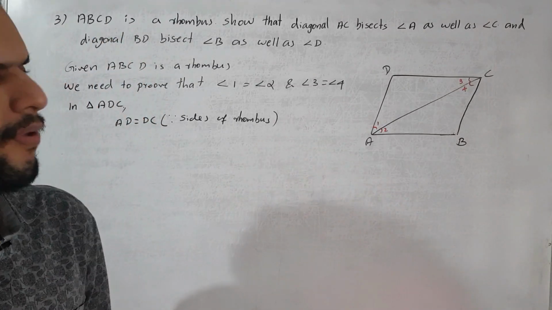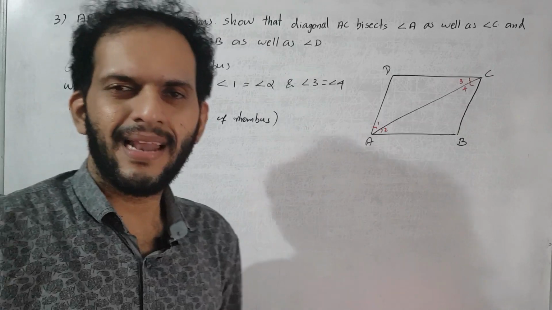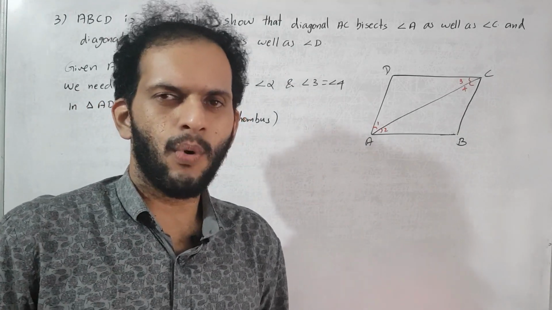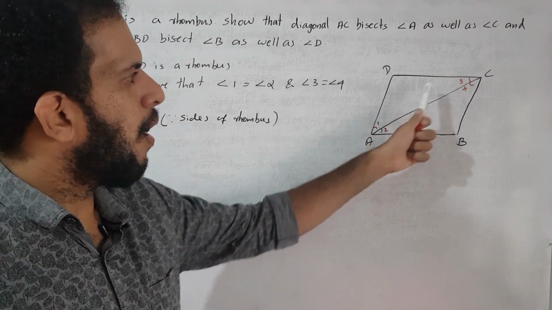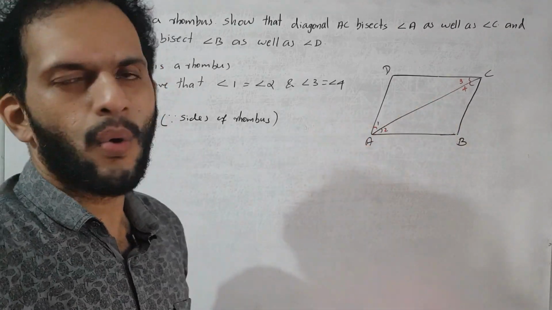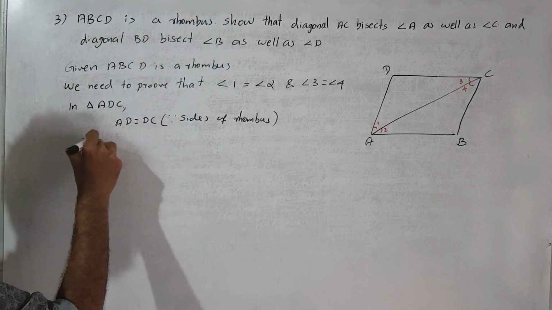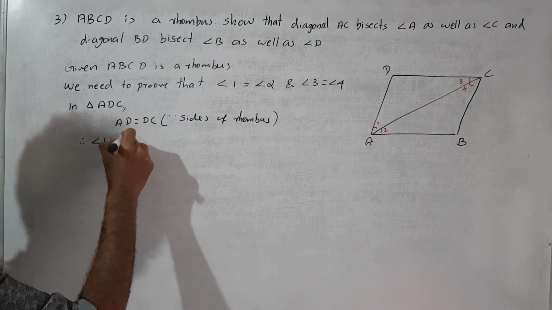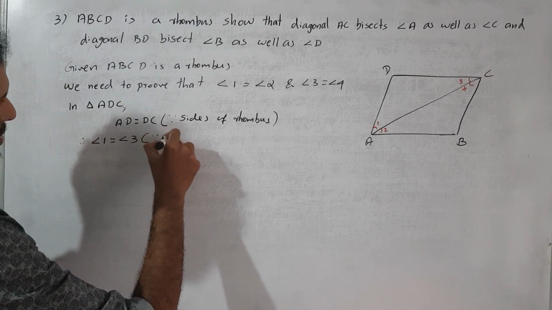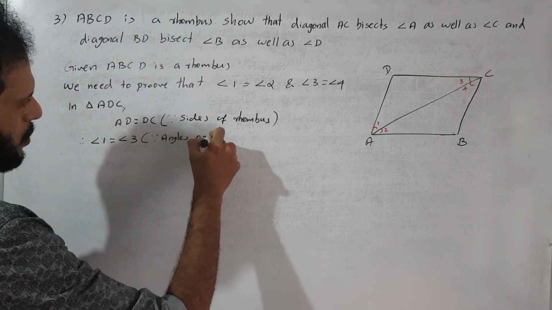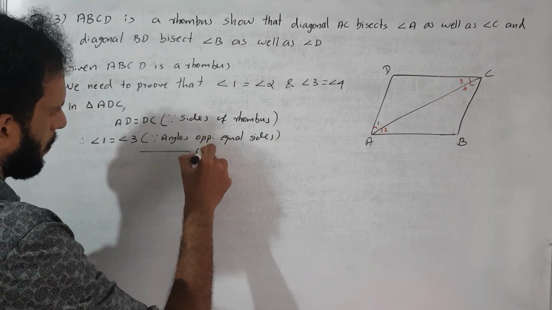So now we got it. It's a triangle with two sides equal, so it is an isosceles triangle, and then it is possible to apply the property. What is that? Yes, the angles opposite equal sides are also equal. Therefore angle 1 is equal to angle 3. What is the reason? Since angles opposite to equal sides are equal. Okay, that is equation 1.